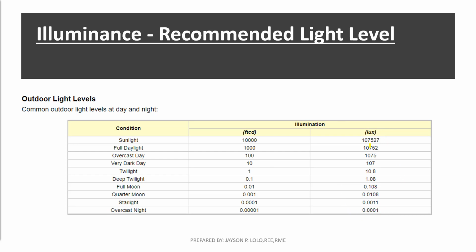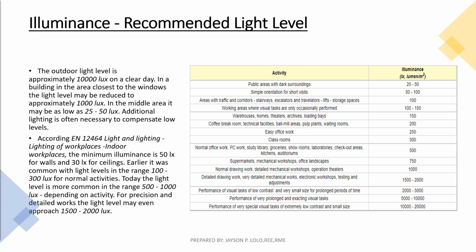So you have 107,527 for sunlight. Full daylight is 10,752. Overcast day, 1,075. As an architecture student, this is your guide on using natural lighting in your building. The next one is, aside from natural lighting, we have a recommended light level for every area, space, or activity. In public areas with dark surroundings, we only require 20 to 50 lux.